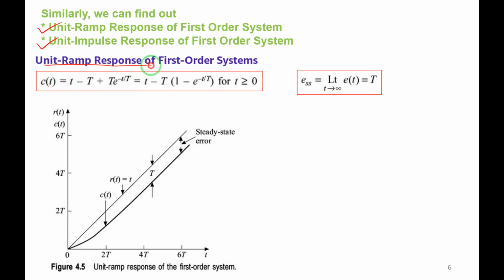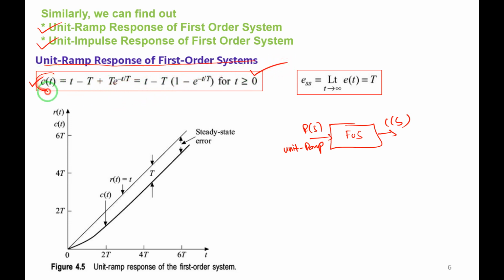First one, the unit ramp response of a first order system. Let me assume that this is the first order system. This is the input r(s) and the output is c(s). Here, instead of unit step, we are applying a unit ramp signal, right? And we are getting some response c(s). Take the inverse Laplace transform, and we will get c(t) like this: c(t) is equal to t minus T plus T times e to the power of minus t by T, where small t is time and capital T is the time constant. Take T common. They have written this for t greater than or equal to zero. This is the unit ramp response of the first order system, right?